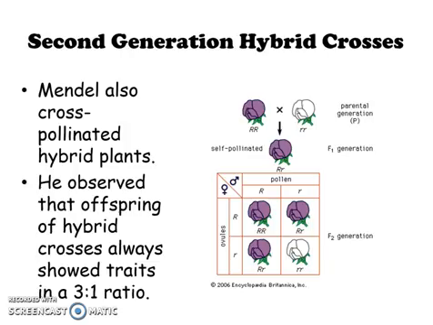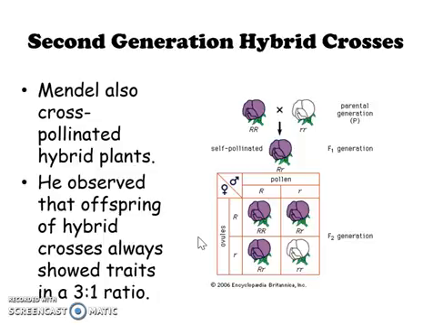Then he took those purple children, those purple offspring, and he cross-pollinated those. They were considered hybrid. So he took the hybrid children. He had two purples, and he observed that the offspring of those hybrid crosses always showed traits in a 3-to-1 ratio, meaning for every 3 purple offspring, there was 1 white offspring.